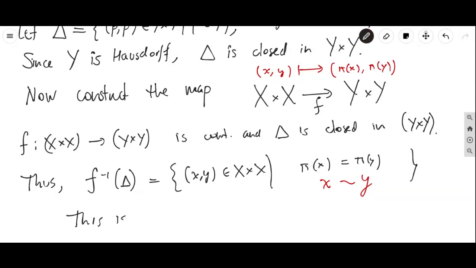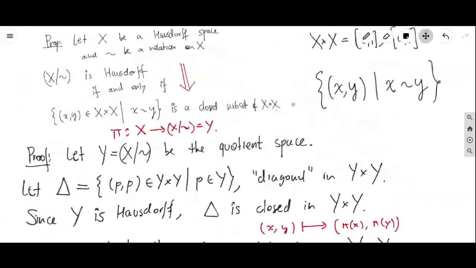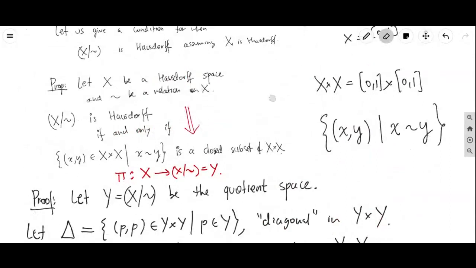And this is closed. This is a closed set in the product space because this is the pullback of a closed set. So by continuity, this has to be a closed set. So at least we've proven this direction, and the other direction is more difficult to prove, but that's the criterion for when you know that the quotient is a Hausdorff space.